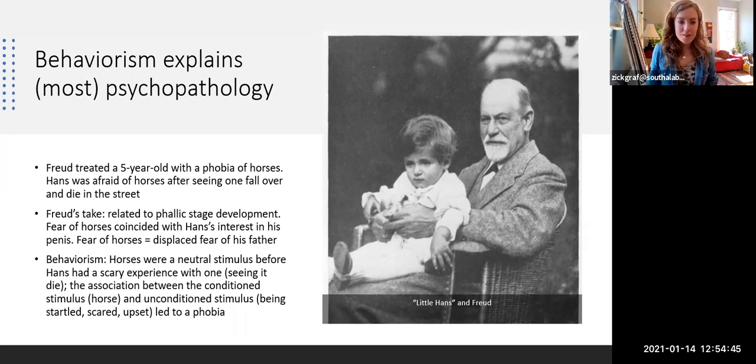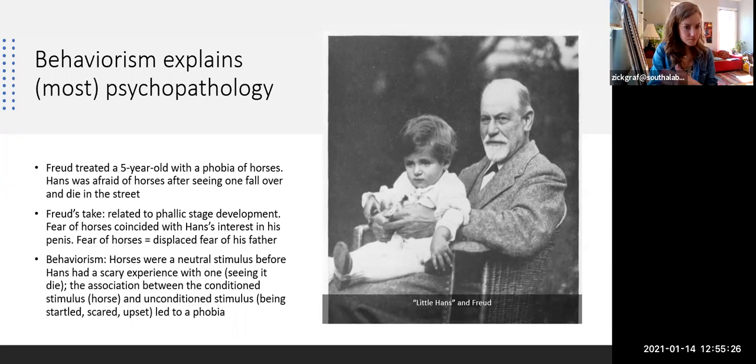The behavioral take on this, though, is that for most people, horses are a neutral stimulus. We don't have any inherent feelings about them. But Hans had a really scary experience with a horse. He saw a horse die, and that created a lot of fear, anxiety. The adults around him reacted with fear and anxiety. So that association, a horse, which was neutral, and seeing adults being scared and upset, created what's known as a conditioned response, where before horses were neutral and didn't cause any response, a horse was paired with a negative unconditioned stimulus, being scared. And after that, horses created a conditioned response, being scared.